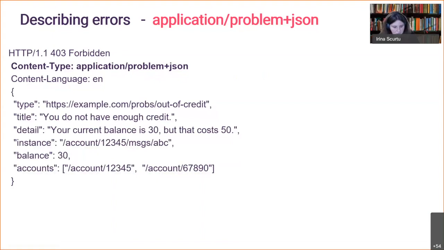This is the content type of the response, and it has a specific problem format. So it says that you have the type, the title, the detail, the instance where the issue happened, and some other things. So it's up to you how you tweak this, but you should use the MIME type in order to be generic and understandable for the World Wide Web.